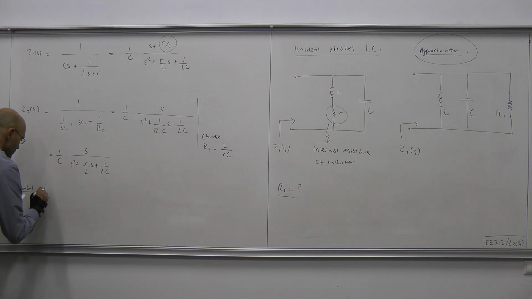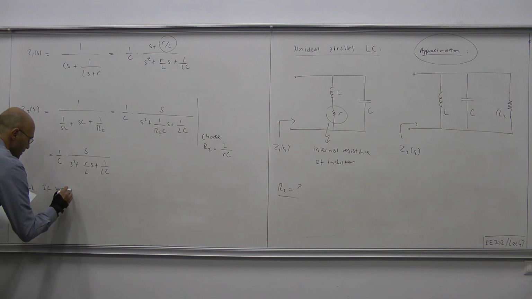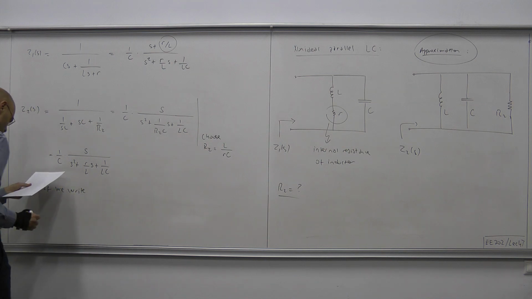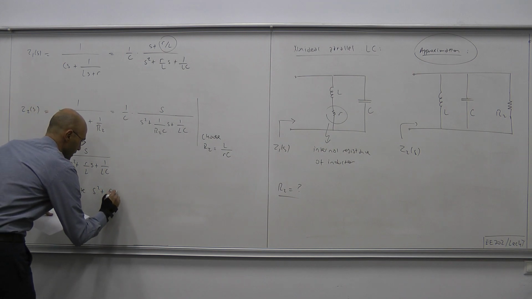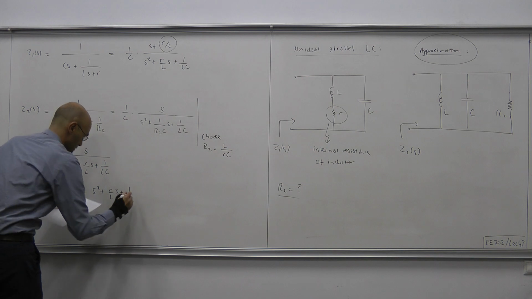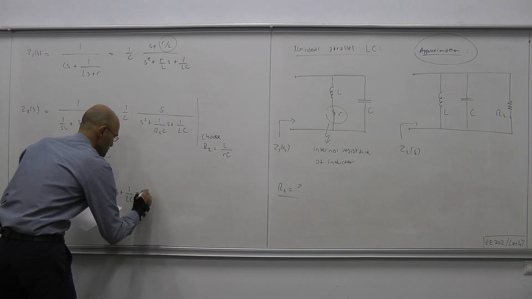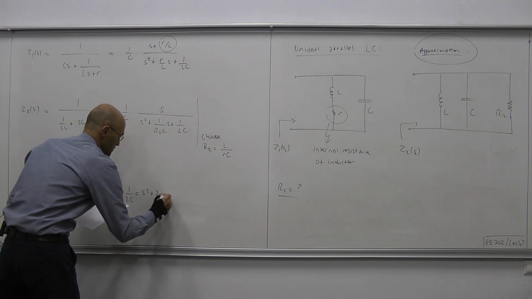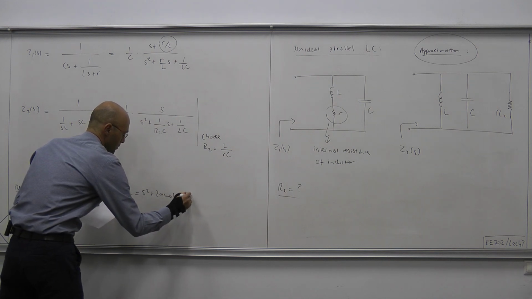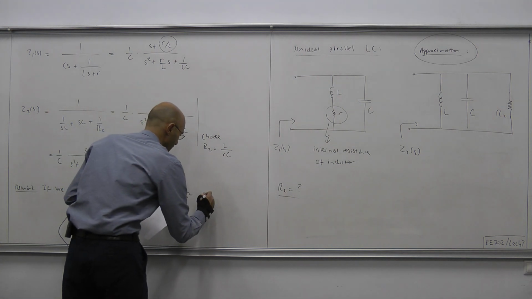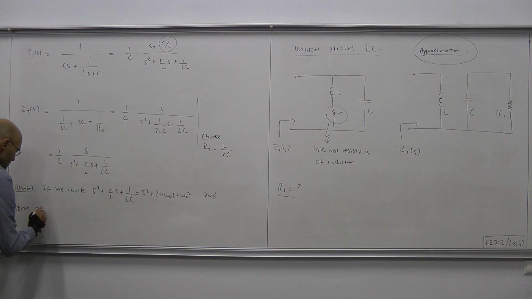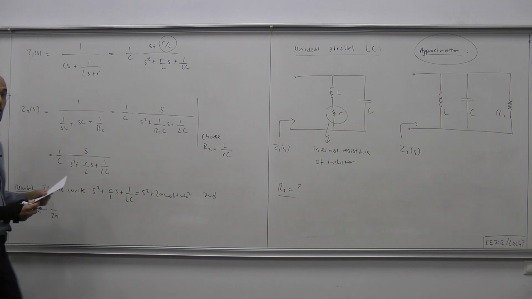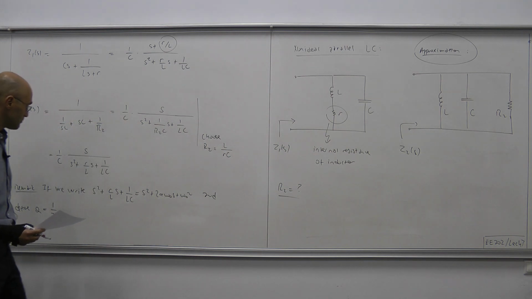Remark: if we adopt the notation s squared plus R over L s plus 1 over LC equals s squared plus 2 alpha omega 0 s plus omega 0 squared, and let Q be 1 over 2 alpha, okay?